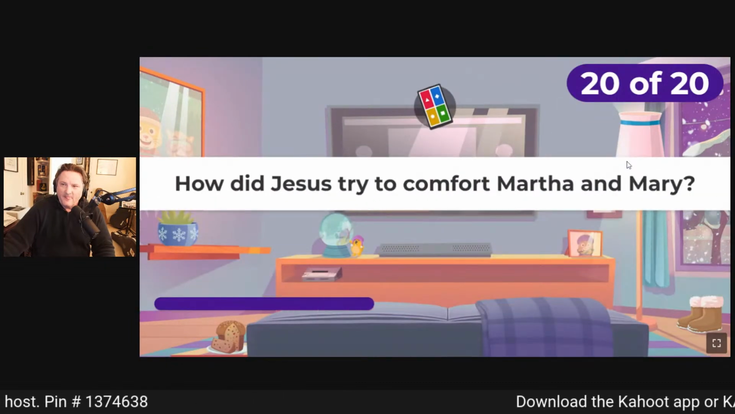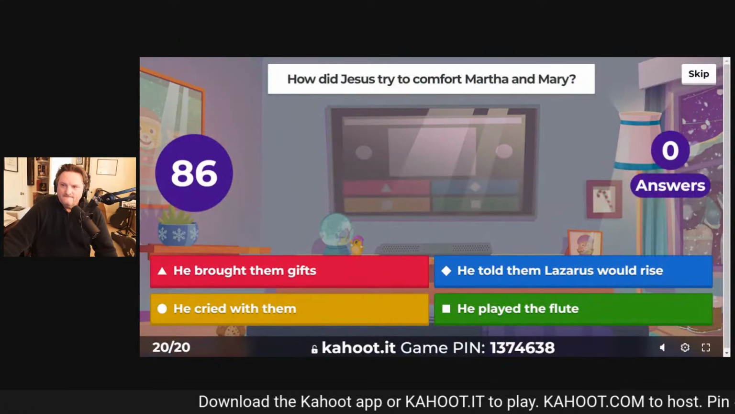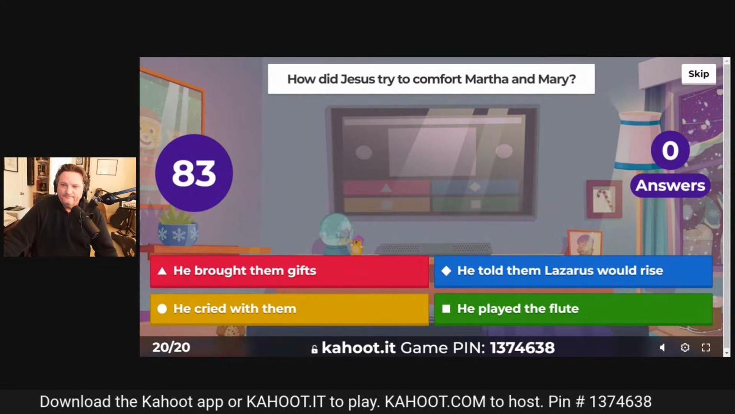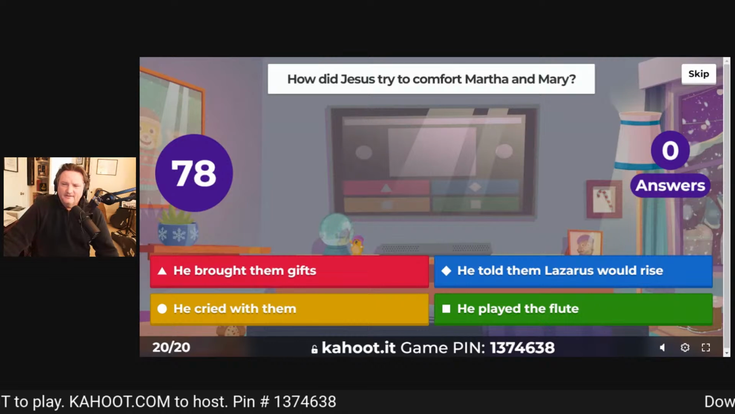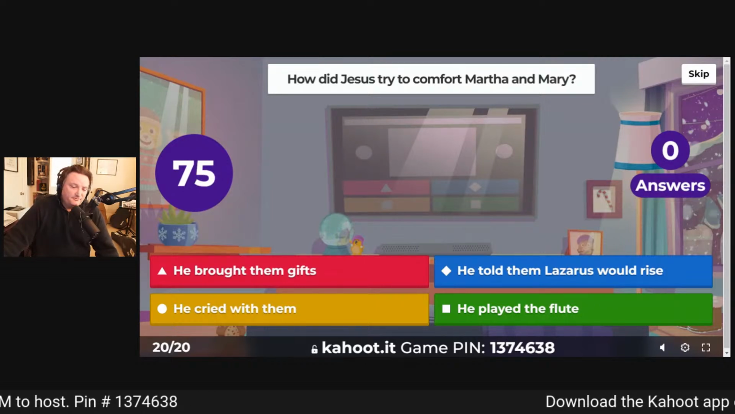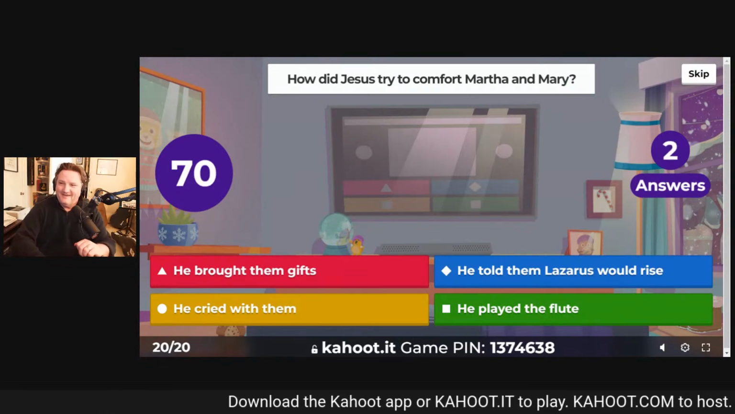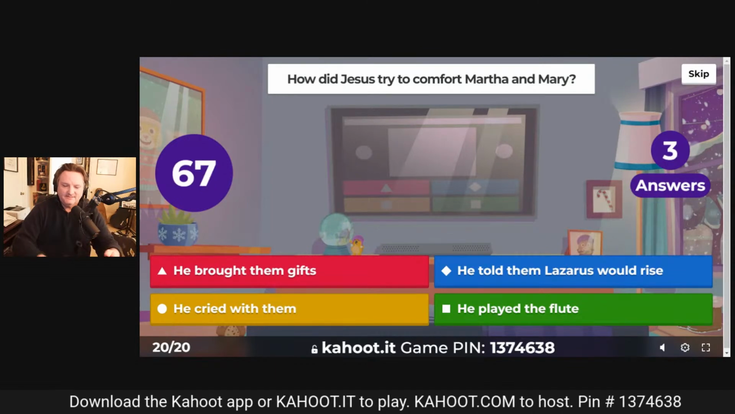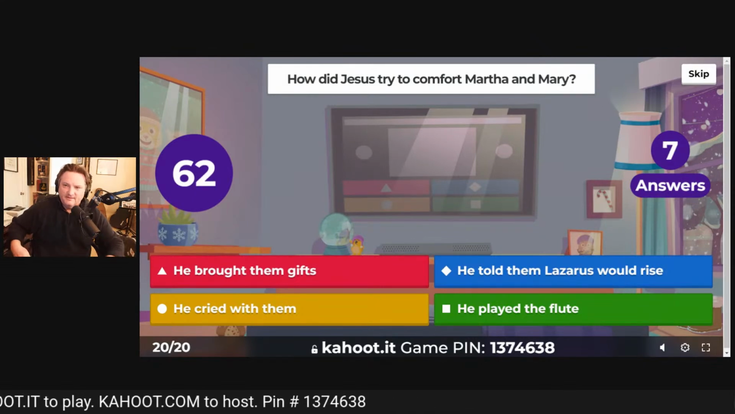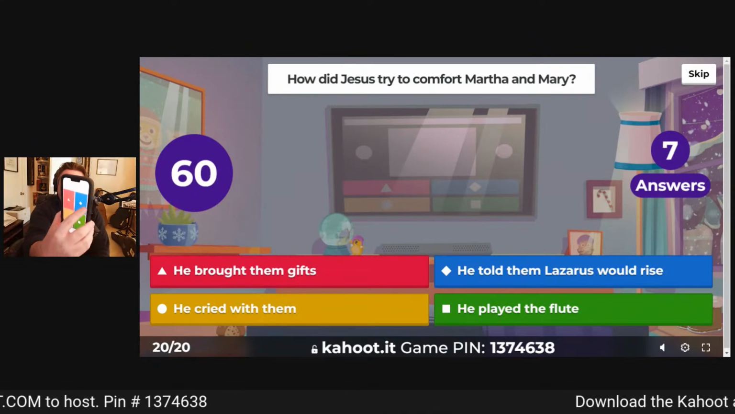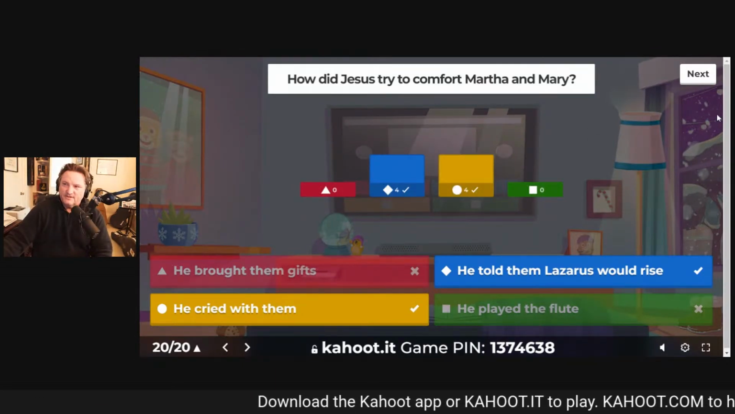Nitty. Well done, Nitty. How did Jesus try to comfort Martha and Mary? We know that he cried with them. He might have brought them gifts, but I don't think that's in the scripture. He played the flute is definitely not there. I would remember that. He told them Lazarus would rise. That could be it too, but I'm going to say blue. Blue makes the most sense to me because I don't think he would have comforted them. Oh, well, he did both. They interpreted that both was comforting them.